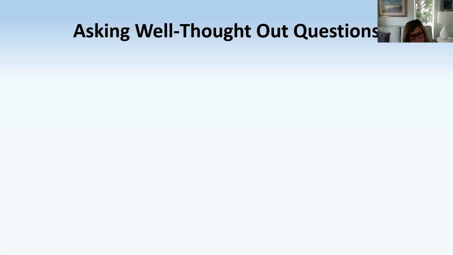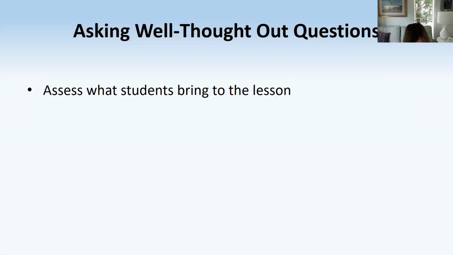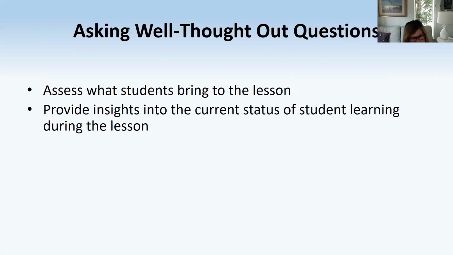So when you're asking a well thought out question, you can basically access four different kinds of thinking. First of all, what are students bringing to the lesson? I'll remind you of the lesson I showed you from Sharon, that 6th grade math teacher, where she asked questions to assess what students were bringing to the lesson. Then the second one is providing insights into the current status of student learning during the lesson. As they're developing these ideas and practices in math and science, where are they as the lesson progresses, as they're engaged in the learning? What are they thinking? How are they thinking?